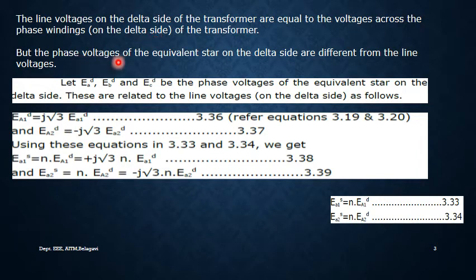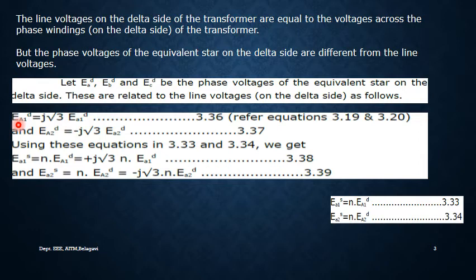But the phase voltages of the equivalent star on the delta side are different from the line voltages. So for that reason, let us consider EAD, EBD and ECD to be the phase voltages of the equivalent star on the delta side, and these are related to the line voltages as follows. As we know, for a star connected system, the line voltage is equal to root 3 times the phase voltage.